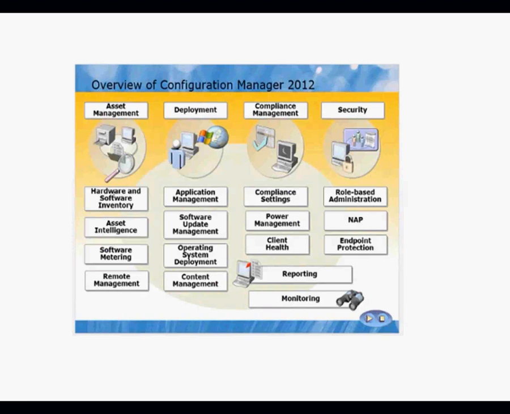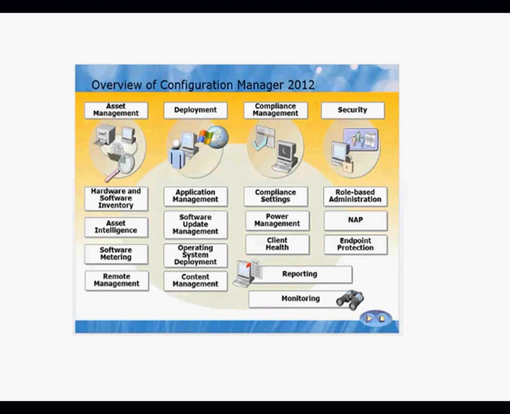Like which are the computers with 2 GB of RAM, which are the computers with a certain processor, which computers have an LG monitor, which computers have different kinds of hardware, which computers have Microsoft Office installed on them, which computers have Adobe Reader installed on them. So you can do asset management like hardware inventory and software inventory of all the devices all over the globe. Okay. Then you have asset intelligence.